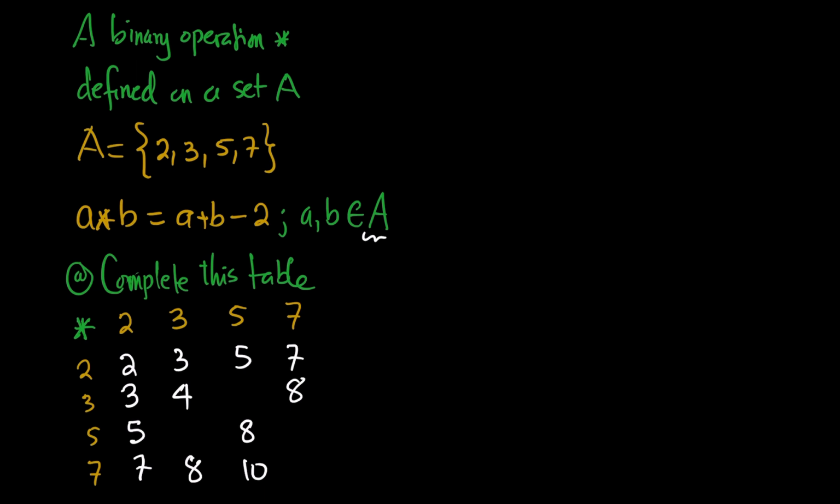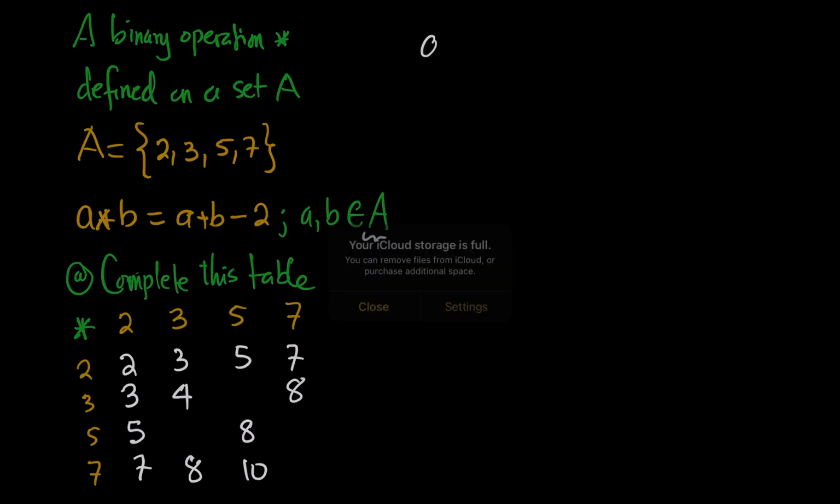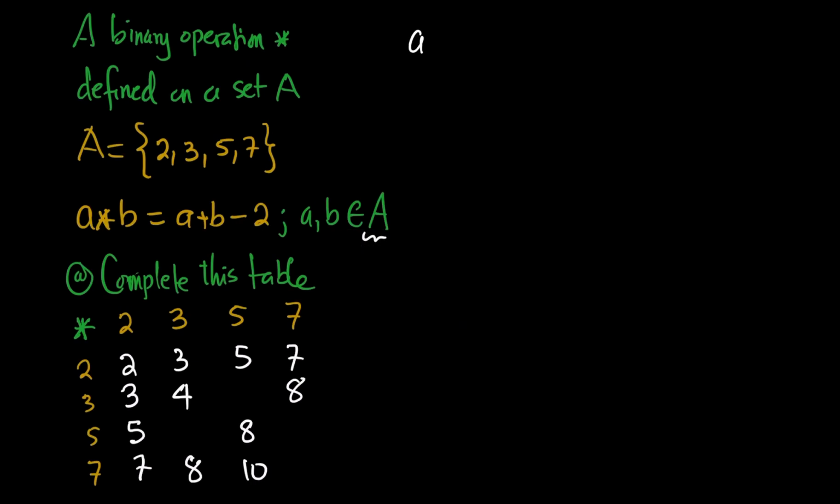Now, how are we able to fill in the spaces first? What are we going to do? We already know that A star B is A plus B minus 2. This is the binary operation that we're dealing with. So if we want whatever is here, it is basically 3 star 5. We're going to substitute it in there.